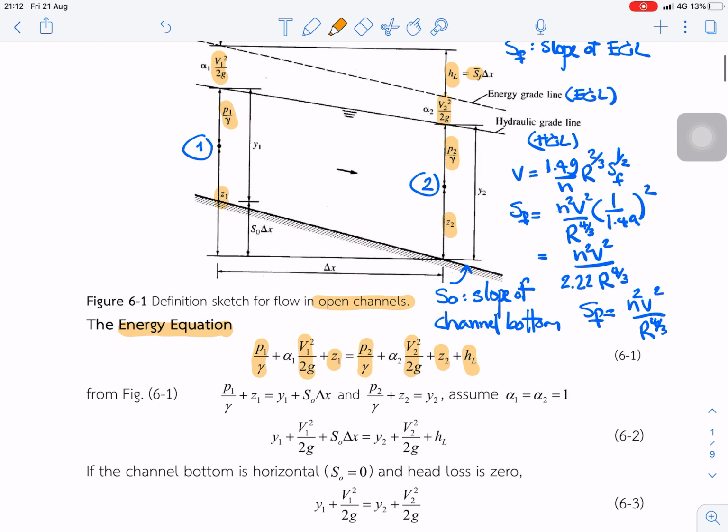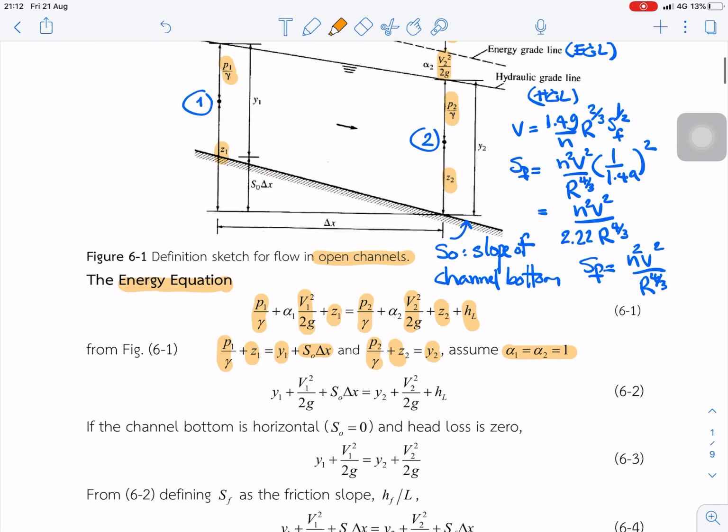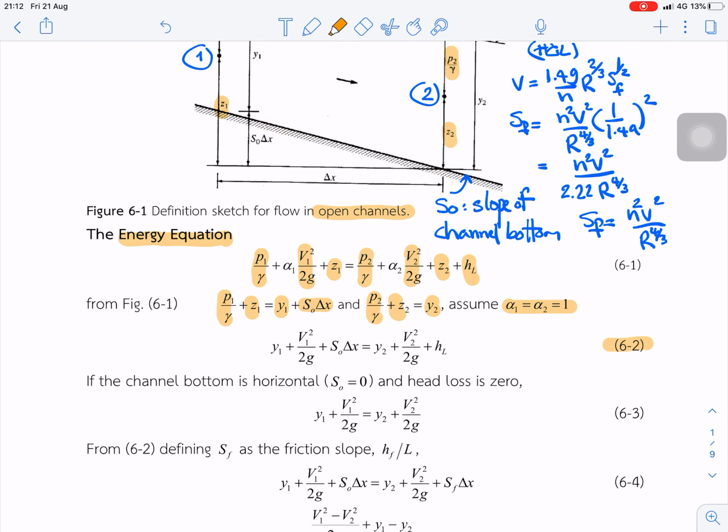Next, we replace the pressure and elevation heads with the depth of water and S naught times delta x, and substitute the pressure and elevation heads at point 2 with y2, and assume alpha equal to 1. So we get this equation 6.2. And if we assume in the above equation that the channel slope is 0 and there is no head loss, we can get this equation.